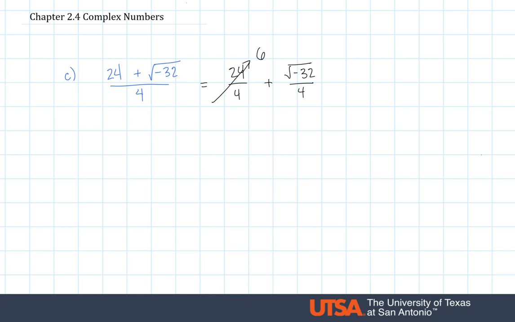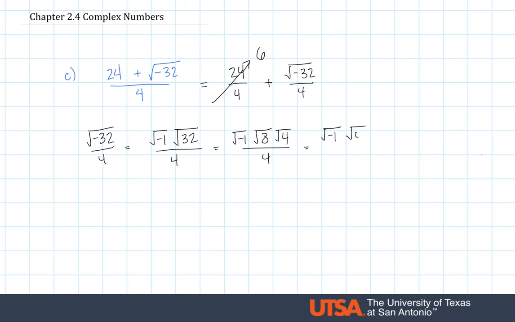Okay, so now we're just going to worry about this. And we can write this negative 32 over 4 as negative 1 times root of 32 over 4. And then we can keep breaking this down as well. We know that this is 8 times 4 over 4, and we can keep breaking that down even more, being 4, and then 2, and then 4 again. So this is essentially just root 8, broken down. Okay, then from here, we're just going to keep simplifying.